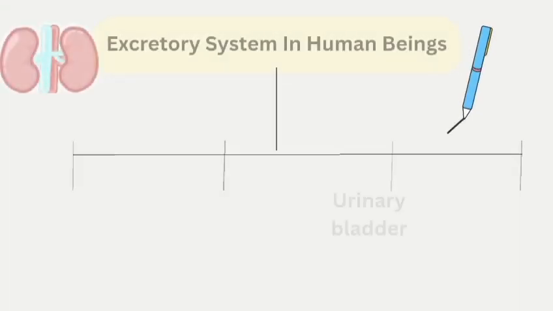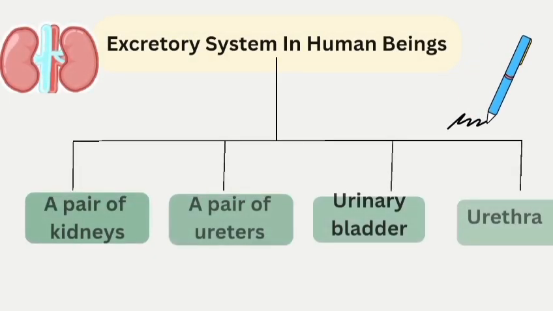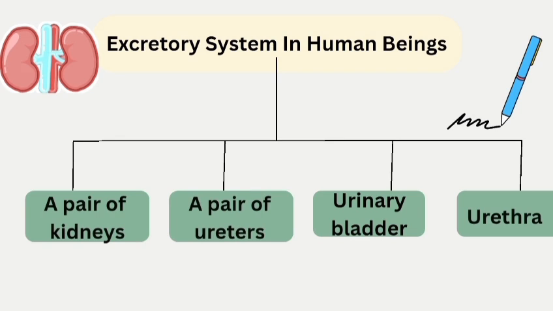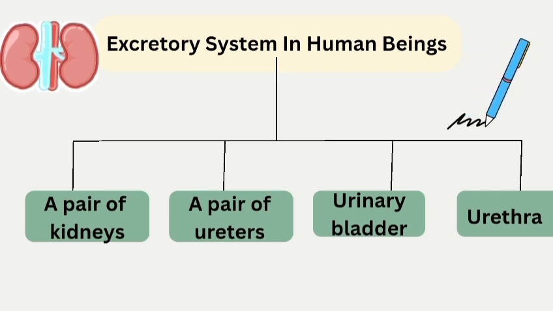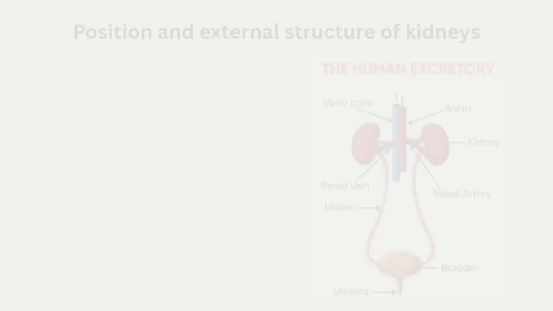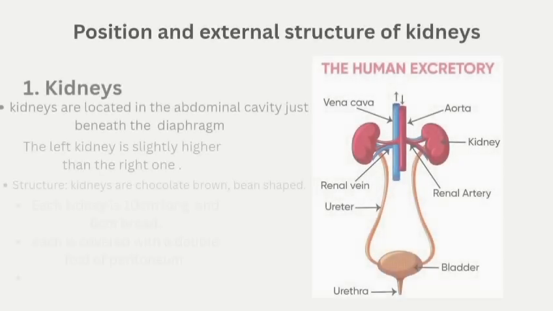The excretory system in human beings is divided into 4 parts: a pair of kidneys for formation of urine, a pair of ureters for carrying urine from kidneys to the urinary bladder, the urinary bladder for storing urine for some time, and the urethra for expelling urine from the urinary bladder. Now let's see the position and external structure of kidney.